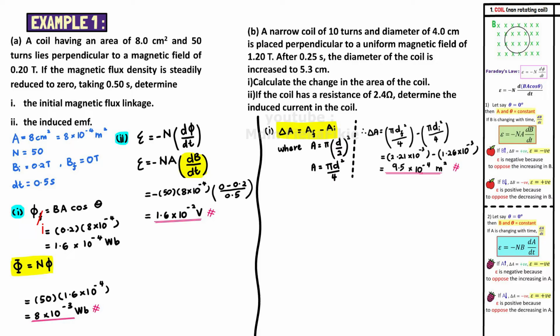So make sure you substitute betul-betul. So you akan dapat nilai yang betul. So final answer for delta A is equal to 9.5 times 10 power of negative 4 meter squared.